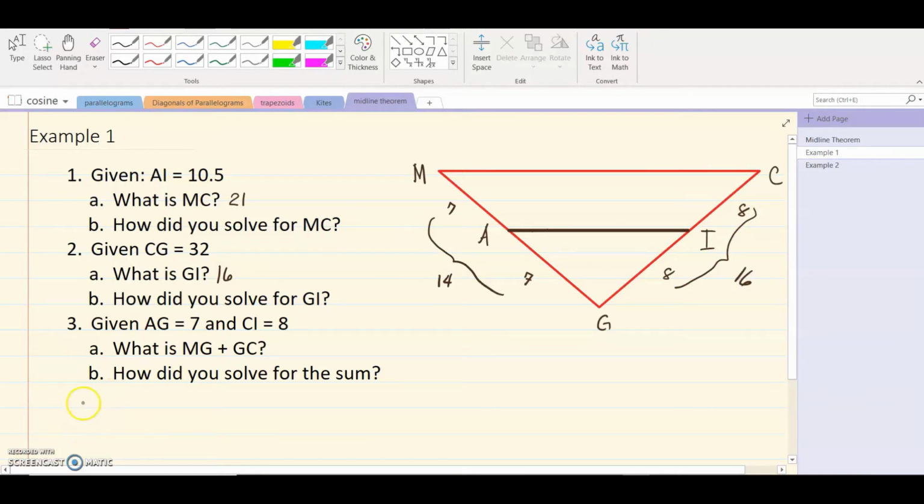So we are being asked what is MG plus GC. We just add 14 and 16, so that will be 30. And how did you solve for the sum? Of course we just add this side with the given part of the side, which is 7 on this side and 8 on this side. Then just sum up all the sides of MG and GC.